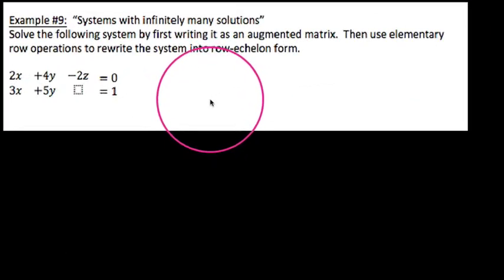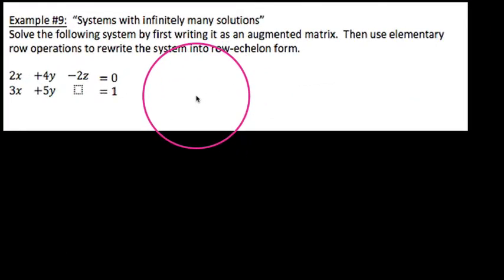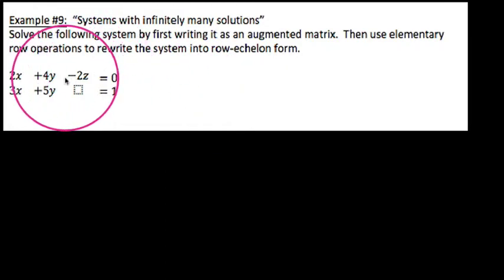Hey YouTube, in this video we're going to take a matrix approach to solving a system that we already know or are aware is going to have infinitely many solutions. So let's take a look at this system over here. We see that we have two equations and three variables, which we know means that if we have more unknowns than we have equations, we're not going to have luck finding at least a unique solution.